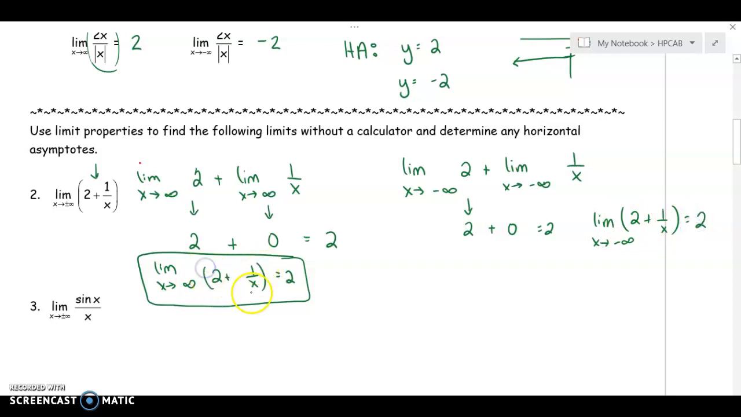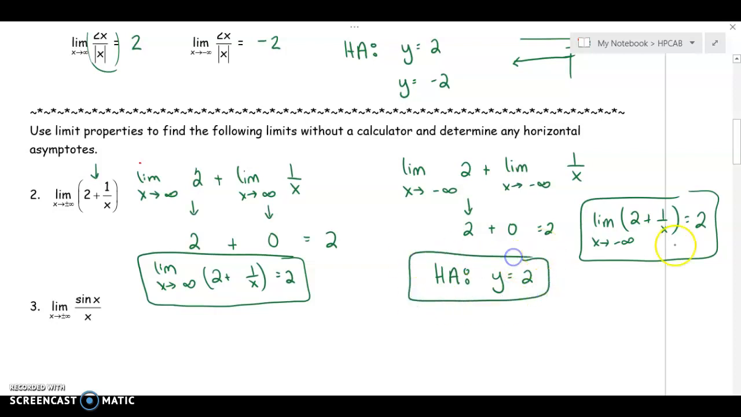So it says determine any horizontal asymptotes. Since both as we go to positive and as we go to negative infinity, it equals the same value, we know that our horizontal asymptote, there's only one, is going to be y equals 2.